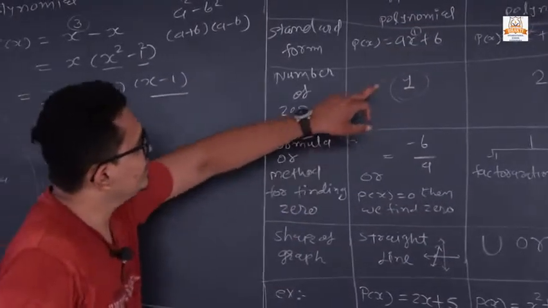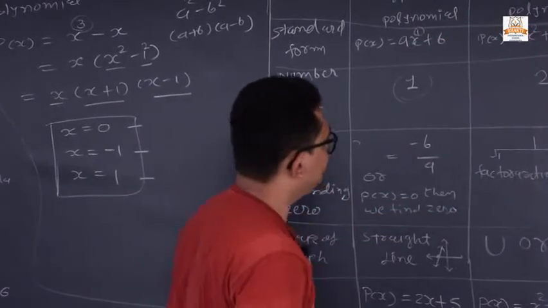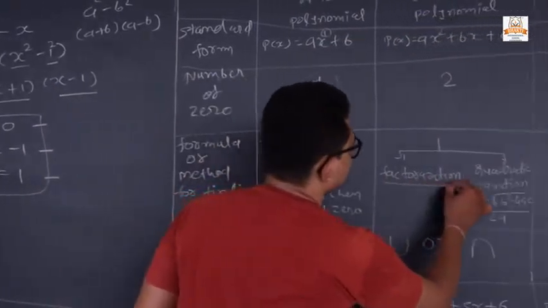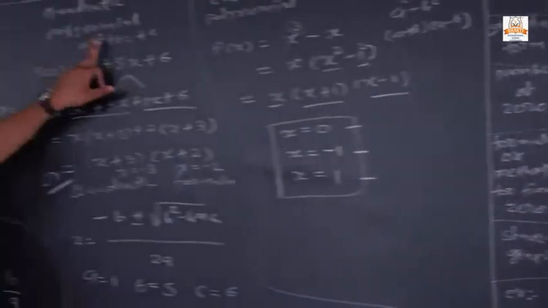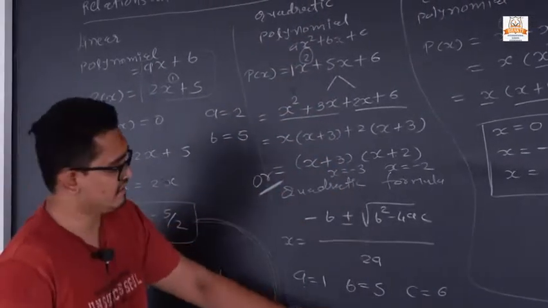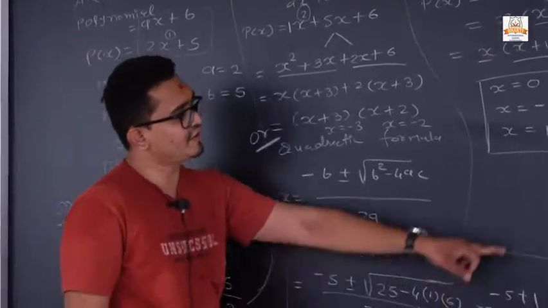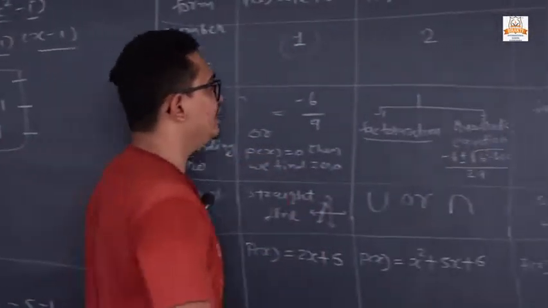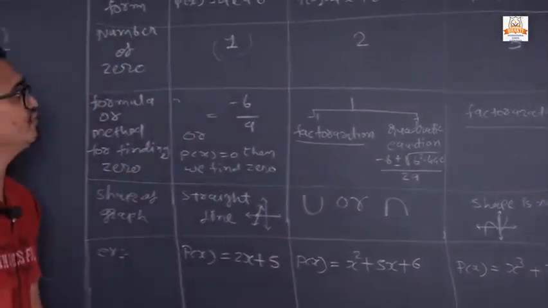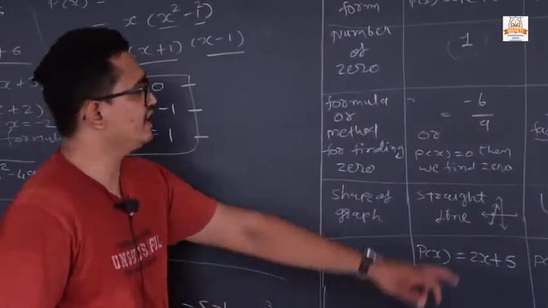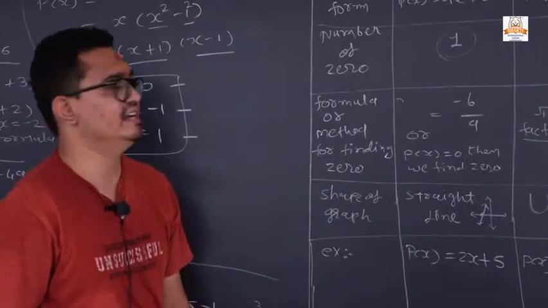Second, if it is a quadratic polynomial, we have two methods, factorization and the quadratic formula. We can already discuss that. It is factorization and it is quadratic. Now for a cubic we have only one, factorization. Clear? For a cubic, if we want to find the zeros, we can use factorization.